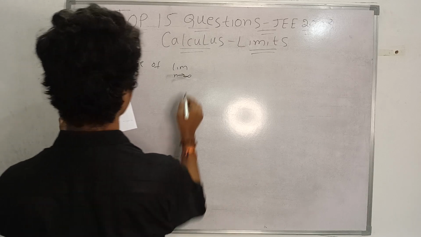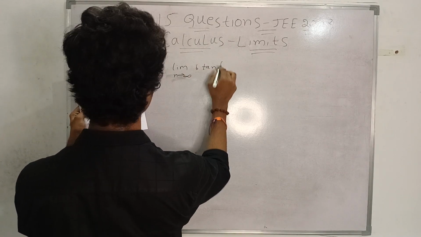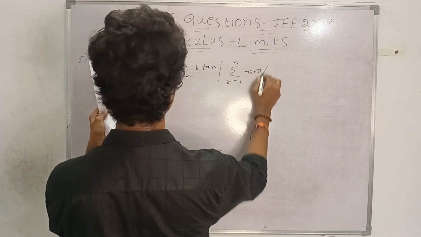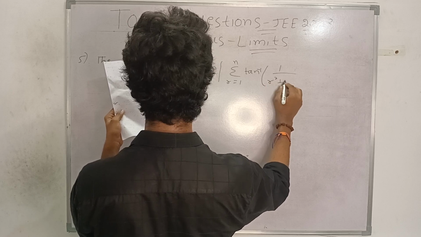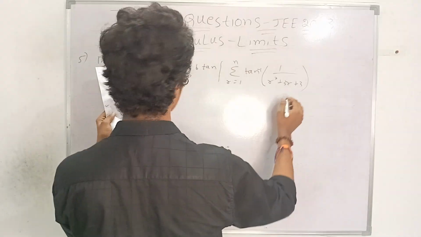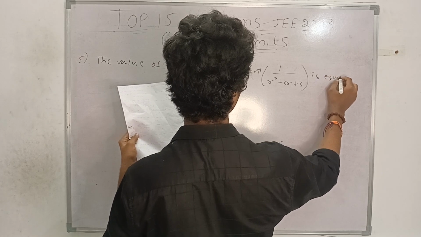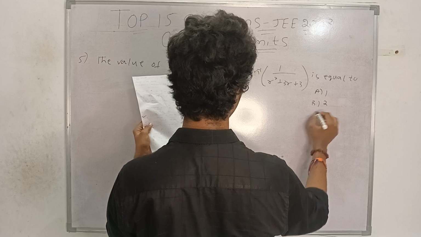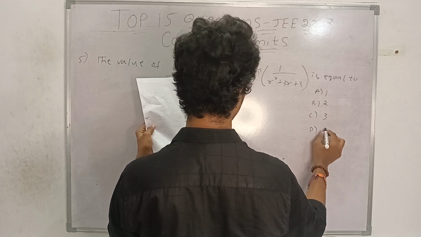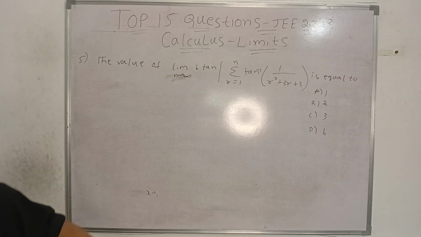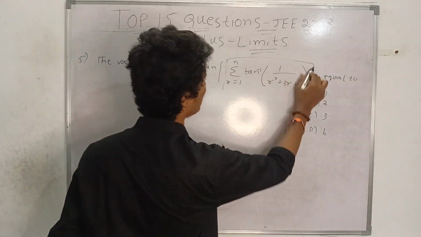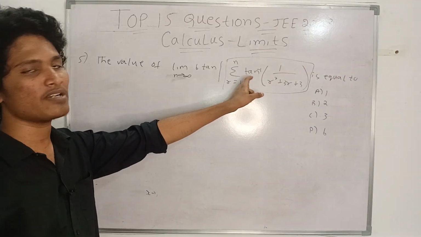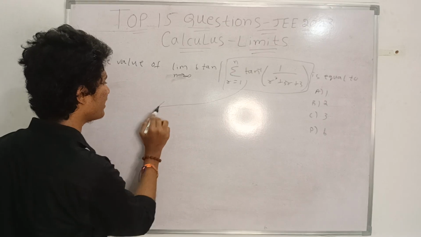When the value of limit n tending to infinity 6 tan of sigma r equal to 1 to n tan inverse 1 divided by r square plus 3r plus 3 is equal to: option A 1, option B 2, option C 3, option D 6. So basically this is a question. These types of questions are very much repeated in JEE Mains.